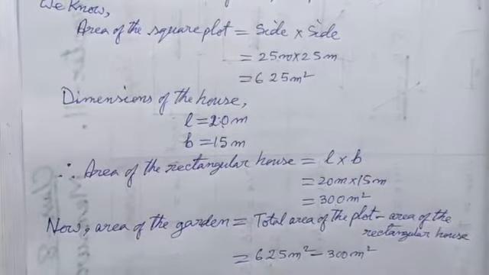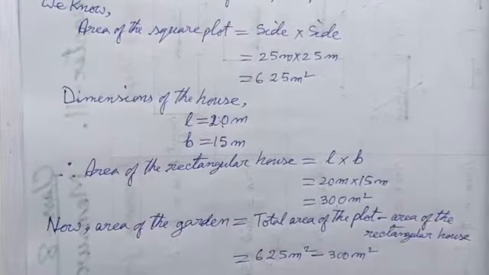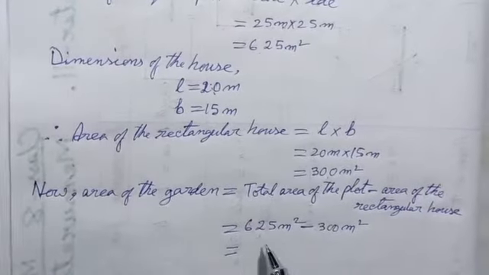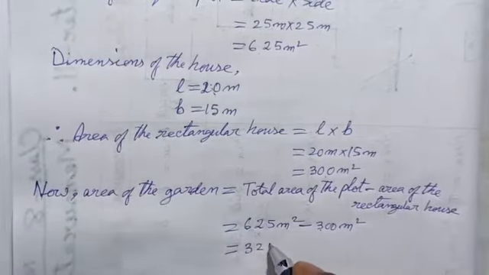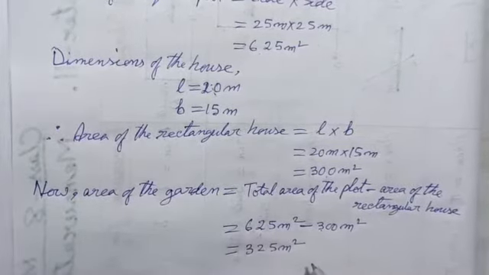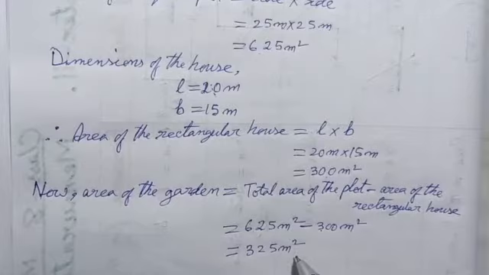Now let us subtract these two. If we subtract this, 6 minus 3 is 3. Next is 2 and 5. 325 meters square. This is the area of the garden.